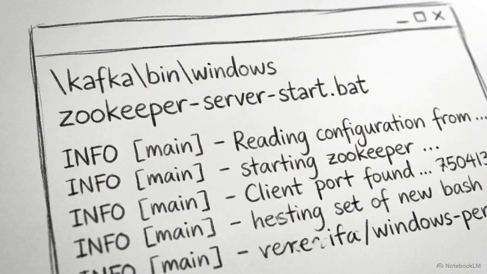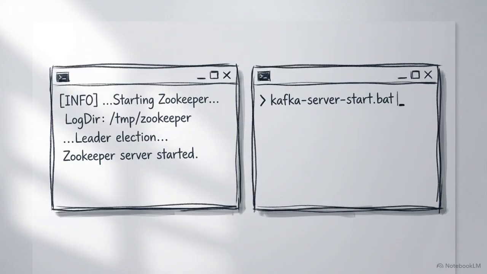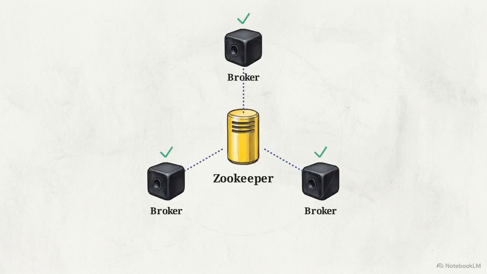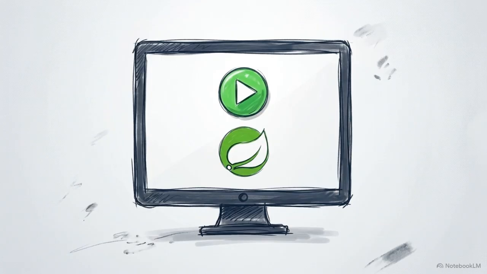Open your local Kafka extraction folder in the command prompt, navigate to the bin directory, and execute the Zookeeper startup script first. Once Zookeeper is running, open a completely separate terminal window. Navigate to that exact same directory and execute the Kafka server startup script. Kafka relies on Zookeeper's underlying architecture to coordinate the cluster and manage broker health before it can process a single message. With both servers active, restart your Spring Boot application.